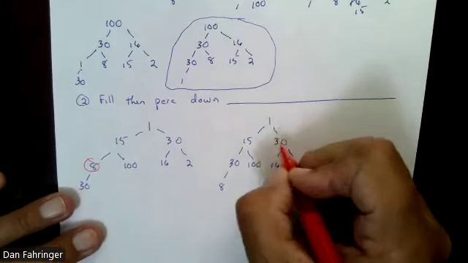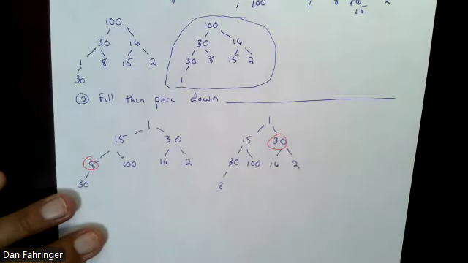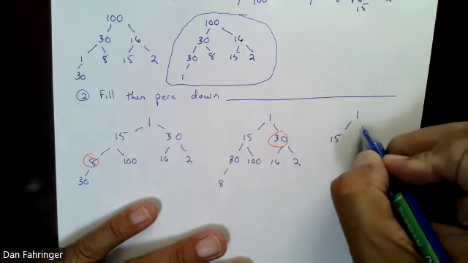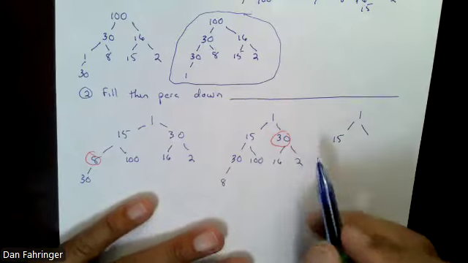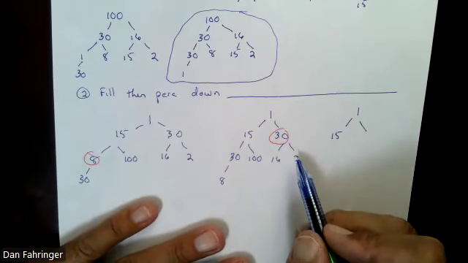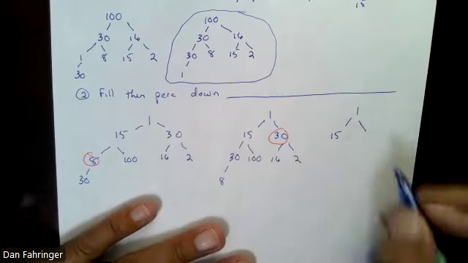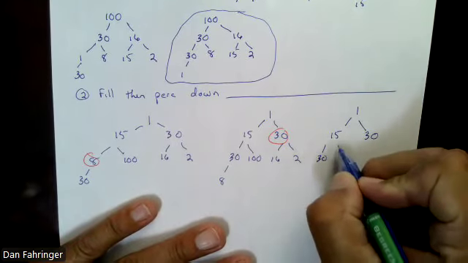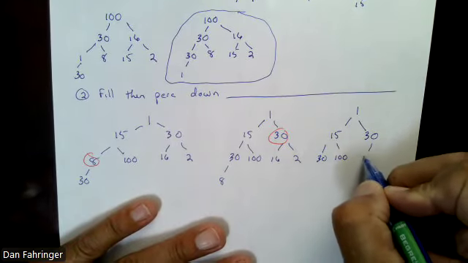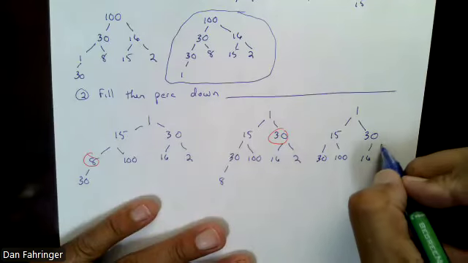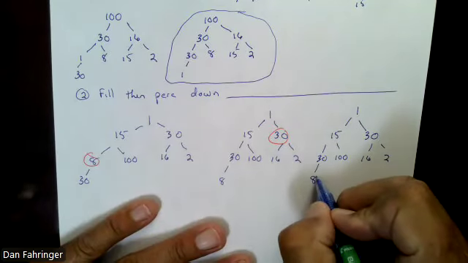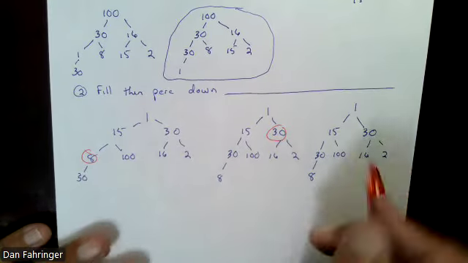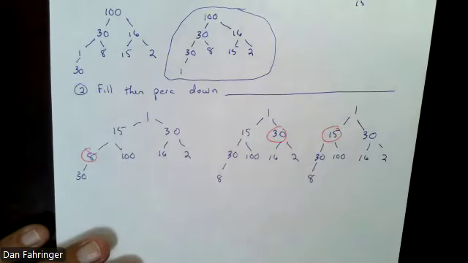So I looked at the 8. The next number to look at is 30, and I percolate down. So 1 stays, 15 stays. This is not going to move. That's not going to move. This is 30. This is 100. This is 16. This is 2. And this is 8. So I'm keeping track. I started here. I went to there. Now I'm going to the 15.